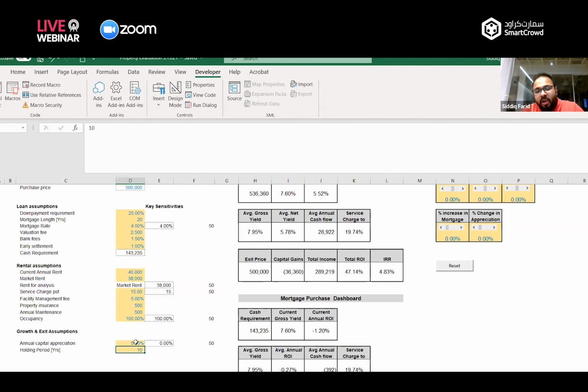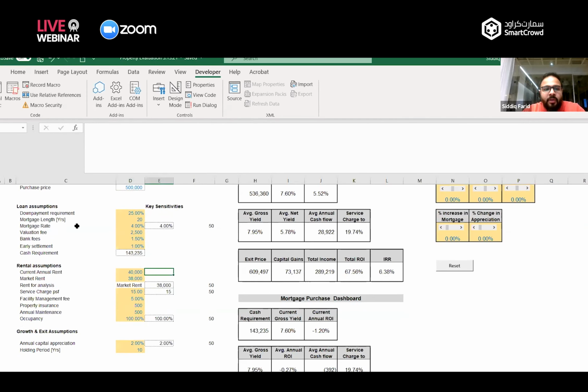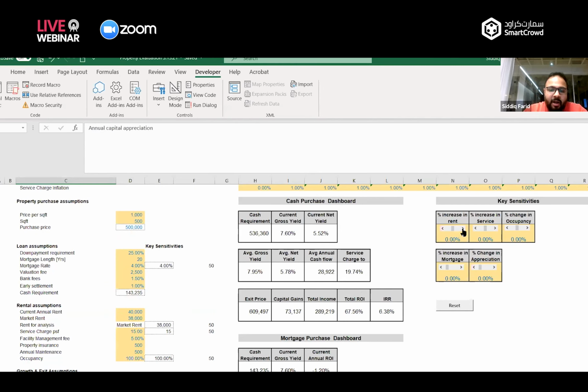So this gives you all that flexibility to play along with. And then what we have done over here is give you the ability to play with sensitivities. So there's key areas over here, such as mortgage rate is a big variable. The rent is obviously a big variable. The service charge is a big variable. The occupancy of the property, and what's the annual capital appreciation. And you can play around with it.